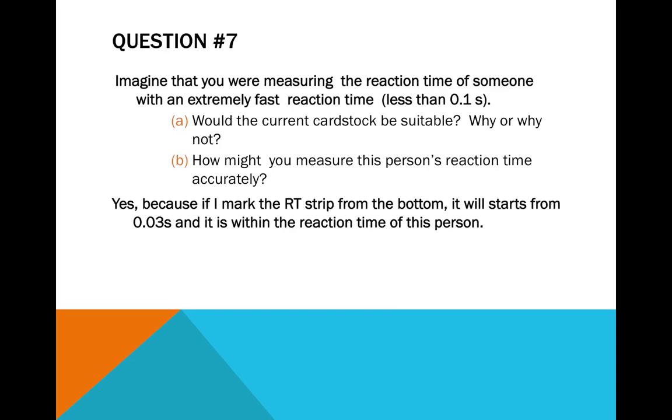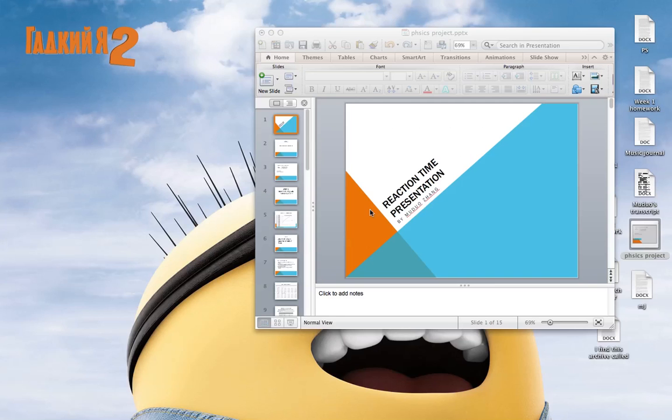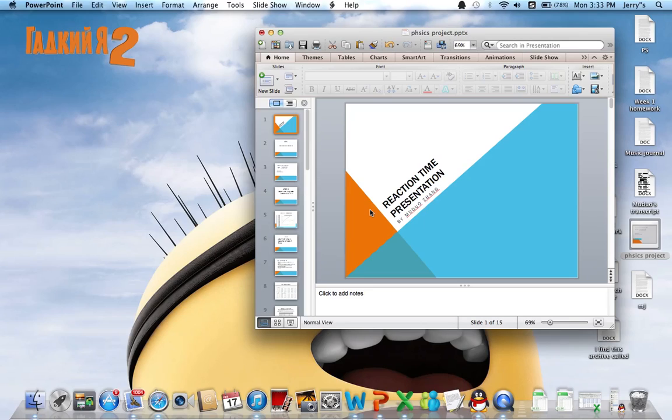And question number 7. When the person's reaction time is really short, even less than 0.1 second, I think I can still use my RT strip, because if I mark the RT strip from the bottom, it starts from 0.03 seconds, so it's within his reaction time. So our current RT strip, we can use this. Yeah, thank you for watching my presentation.